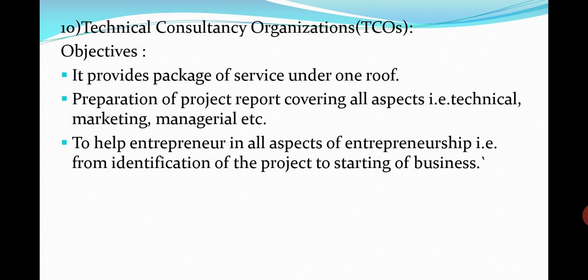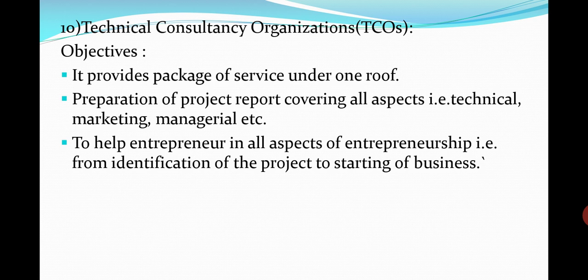Financial institutions like IFCI as well as ICICI, IDBI, along with the state level financial development institutions of SFC, SIDC and SSIDC, and commercial banks, have set them up with a view to provide a package of consultancy services under a single roof. There are 18 TCOs in our country sponsored by various term lending financial institutions. So, the main objective of this TCO is to provide a package of services under one roof.